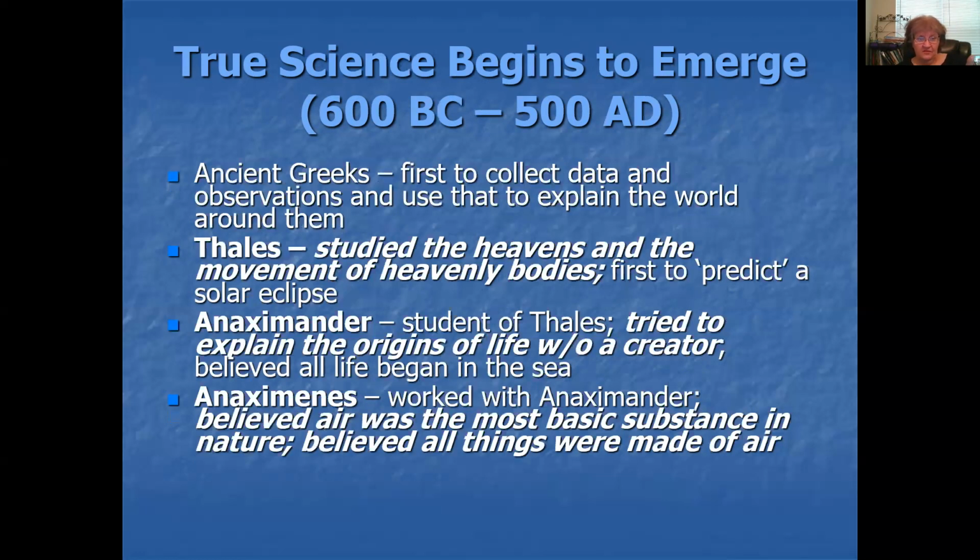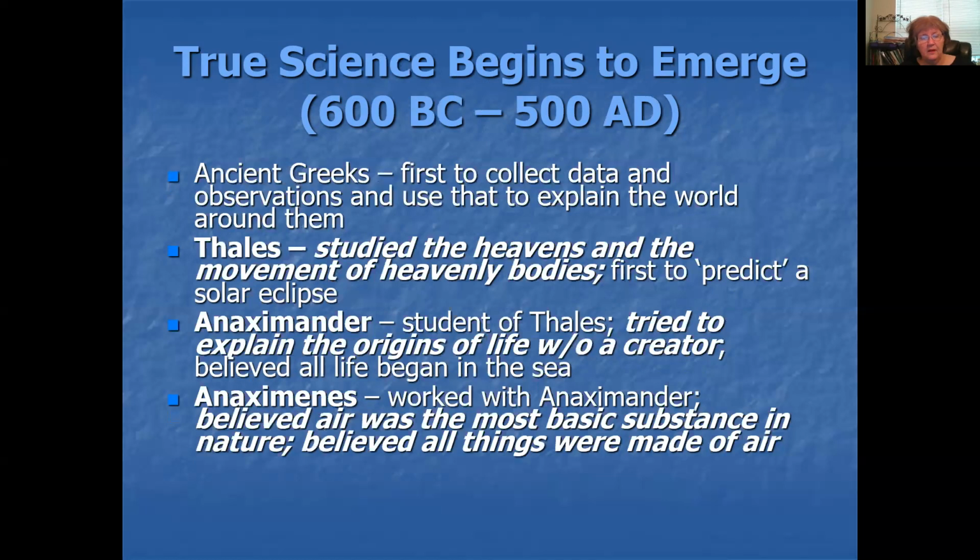Anaximander was one of Thales' students. And this is kind of sad, but he tried to explain the origins of life, the beginning of life, but without a creator. He believed all life began in the sea. That's kind of evolution, isn't it? That's what evolutionists say, that there was no creator, that things just kind of came out. Things spontaneously came about, right? So when people say that Darwin was the first one to talk about evolution, that's not true. You can go all the way back to this man, Anaximander, and probably before him even. They were thinking about how did life begin, but we don't believe there's a creator.